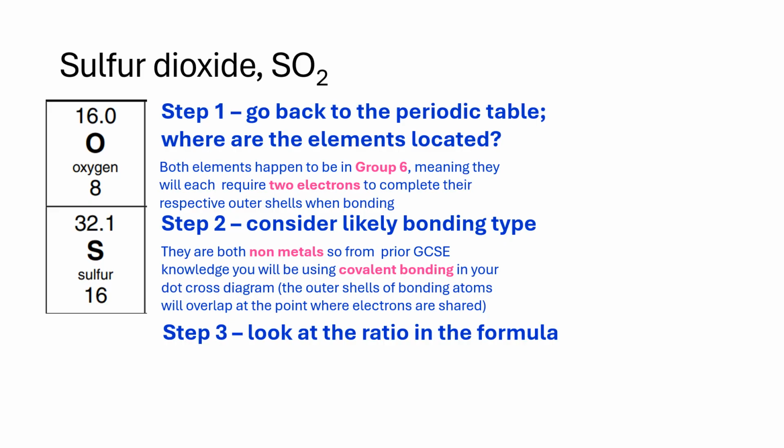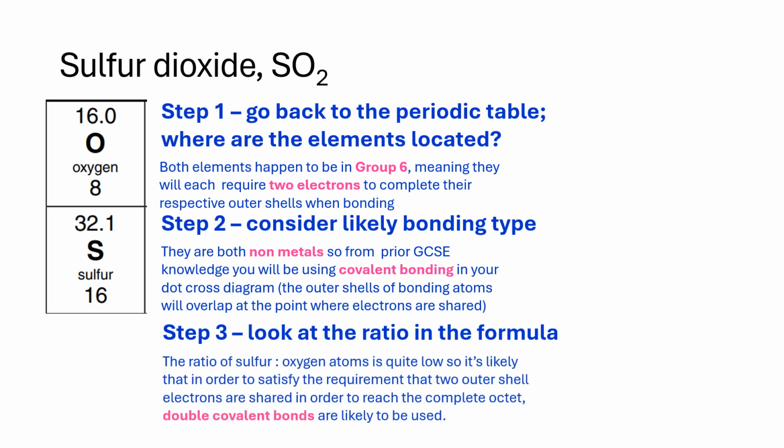And the next bit is to look at the ratio in the formula. So thinking about the number of electrons that need to be shared, it's going to be 2 per atom. In order for this to work, you're probably going to need double covalent bonds. So I'm going to propose a possible structure like that and use that to work from to create my dot-cross diagram.